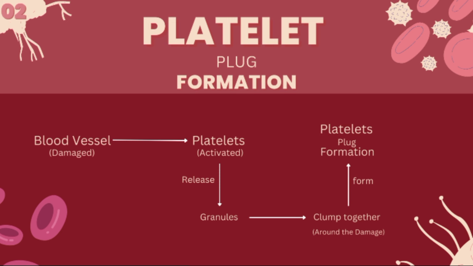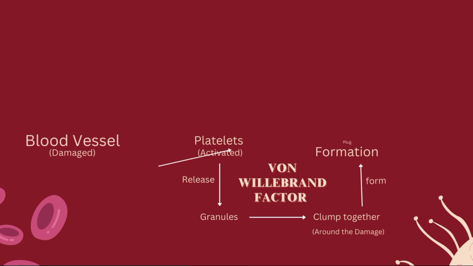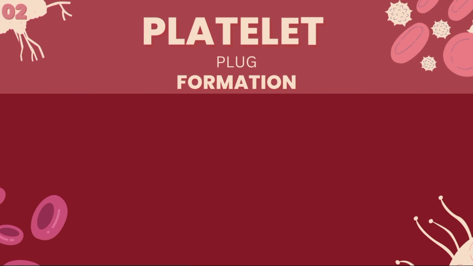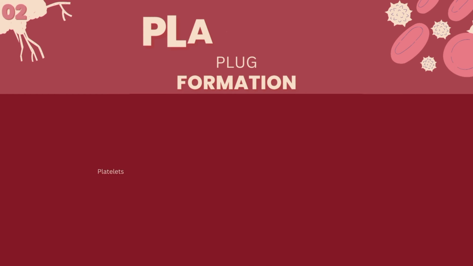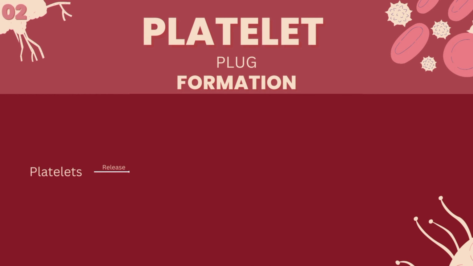This entire process is helped by a glycoprotein that's found in the blood called von Willebrand factor. It helps to stabilize the platelet plug. This is kind of like a temporary internal band-aid that's helping to stop the flow of blood until we have something more permanent. And what's also cool is that as the plug forms, the platelets themselves will release other substances that help the process even more.